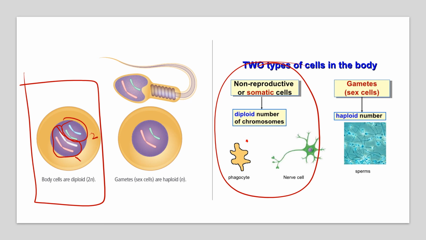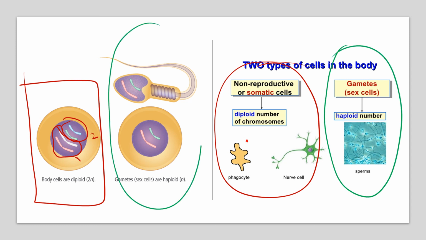There are only 2 types of sex cells or gametes, and these are going to be sperm and egg. And you can see that they only have 1 copy of chromosome 1 and 1 copy of chromosome 2 in each one. And this is because when these combine during fertilization, now you would have 2 copies of chromosome 2 and 2 copies of chromosome 1.